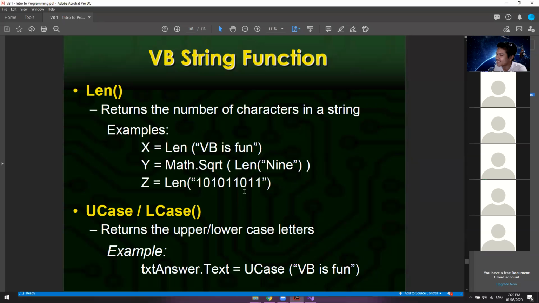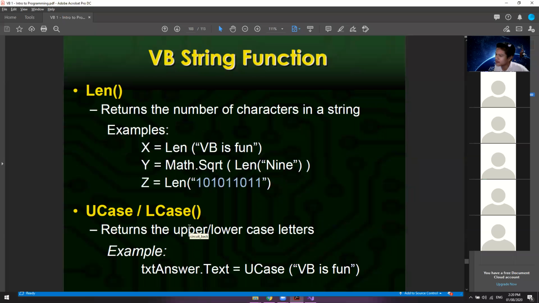9, sir. 9? So check natin. 1, 2, 3, 4, 5, 6, 7, 8, 9. So ang value ng z natin is 9. Okay, so count nyo lang yung nasa loob mismo ng len function natin. Then U keys and then L keys.